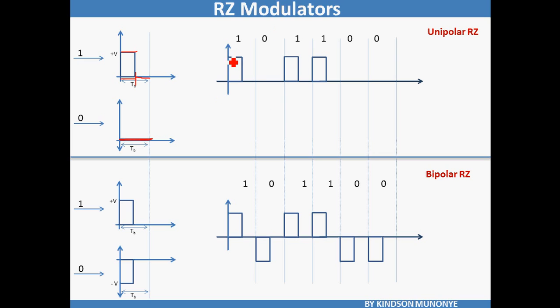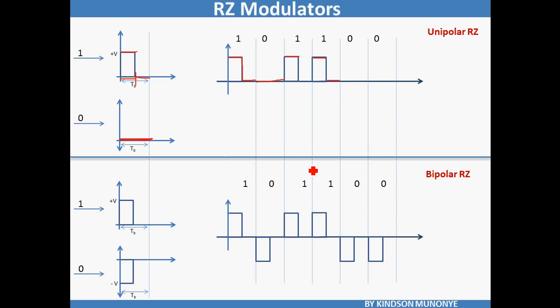What happens? 1 stays at plus V half the time, at 0 half the time. 0 stays at 0 throughout. Then we'll have 1 is received, it stays at plus V half of the time, stays at 0 half of the time. 1 plus half of the time, 0 half of the time. And 0 is received, it stays just there at 0 throughout the bit duration or the interval.